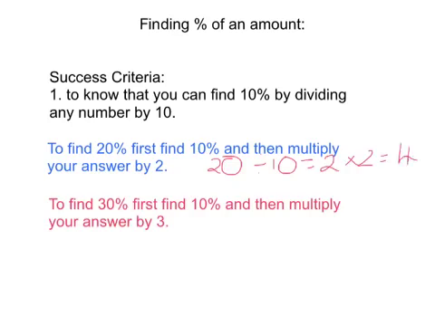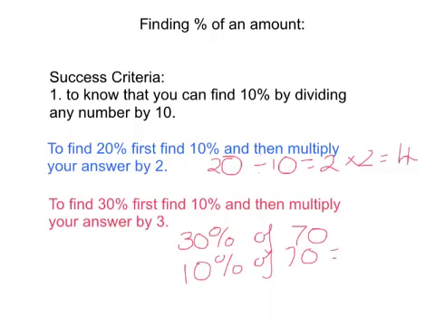And if I wanted to find 30% of 70, I would first of all find 10% of 70, which would be 7, and I'd multiply my answer by 3 to give me a final answer of 21.